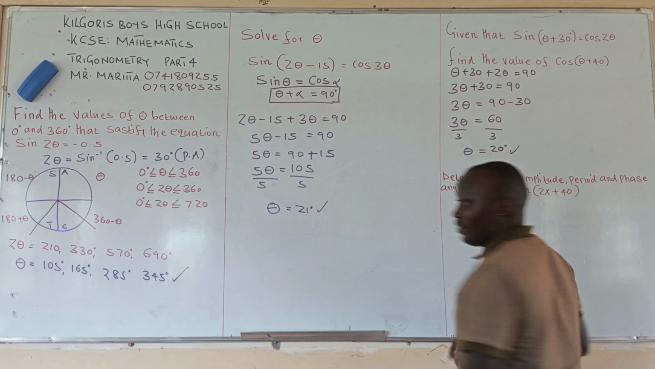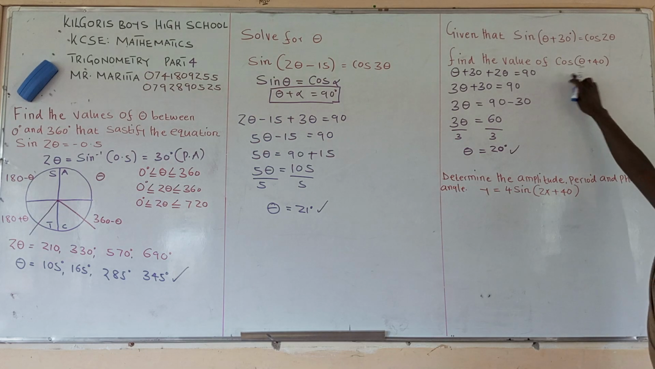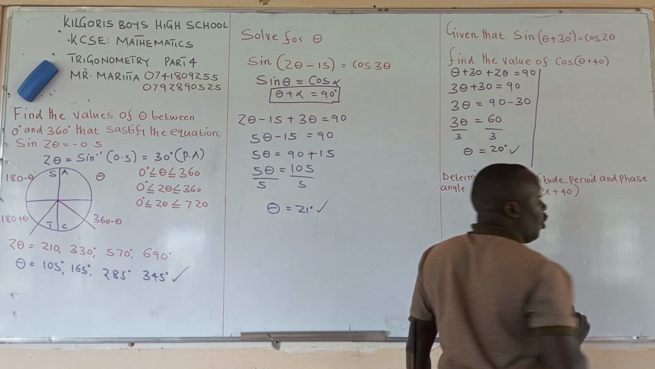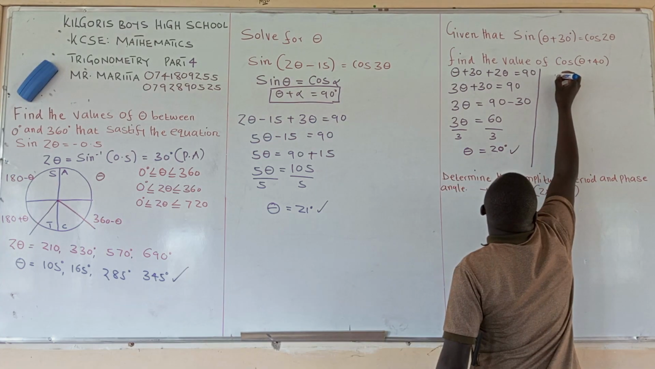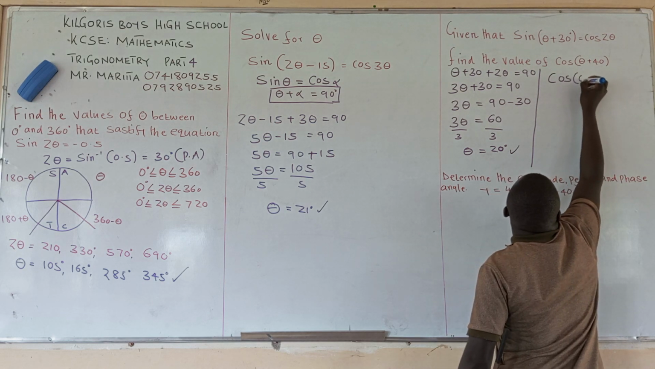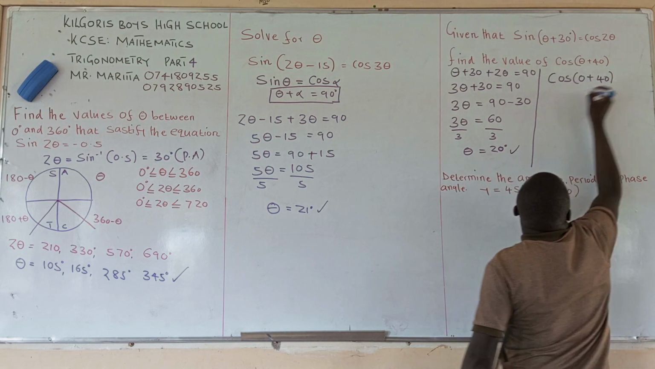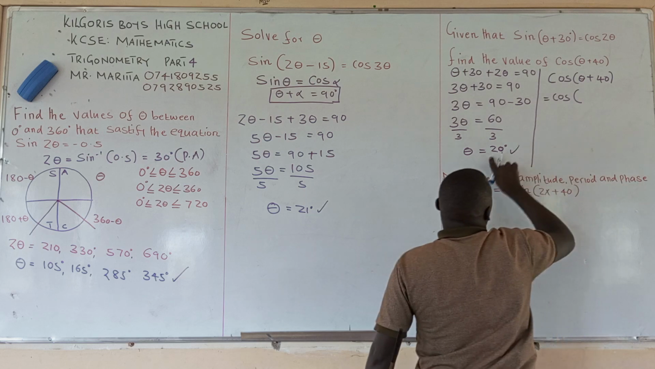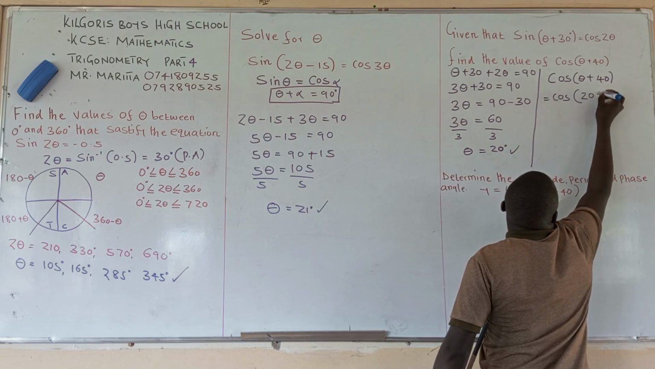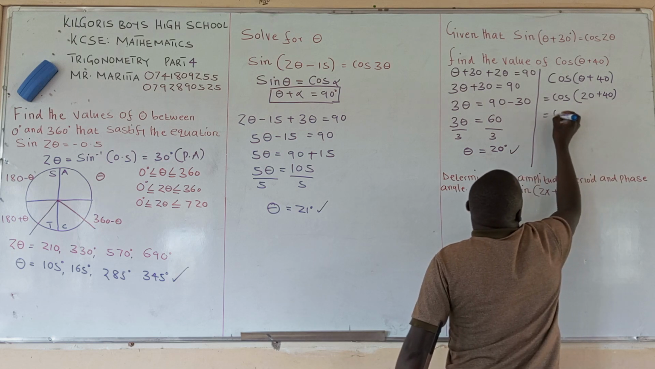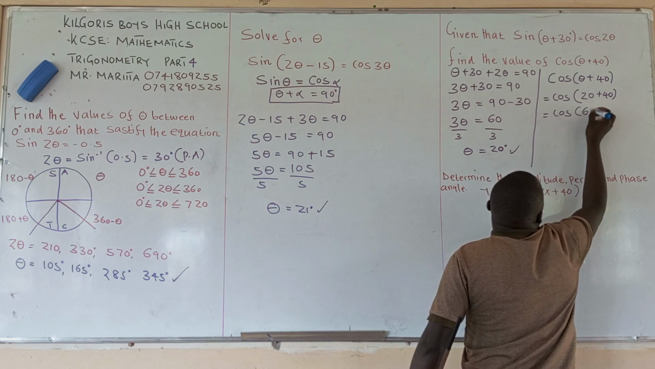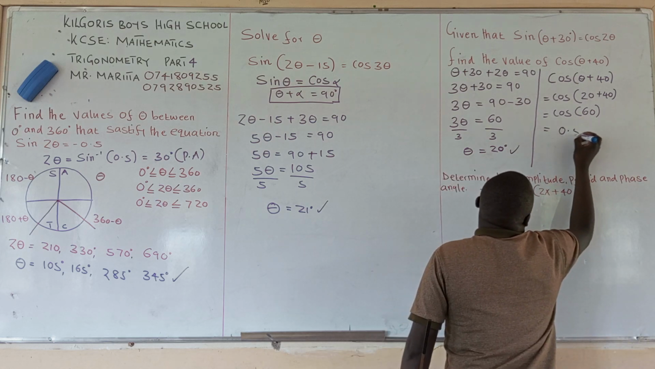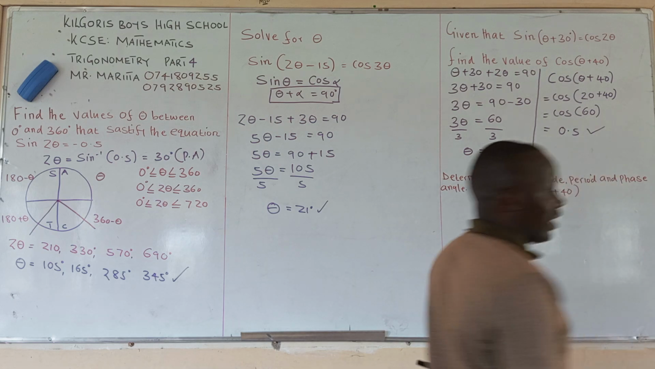So if our theta is equivalent to 20 degrees, we were supposed to find cos theta plus 40. Therefore, cos theta plus 40 will be equivalent to cos of, our theta here in this case is 20, so 20 plus 40, which is equivalent to cos 60, and cos 60 is equivalent to 0.5.